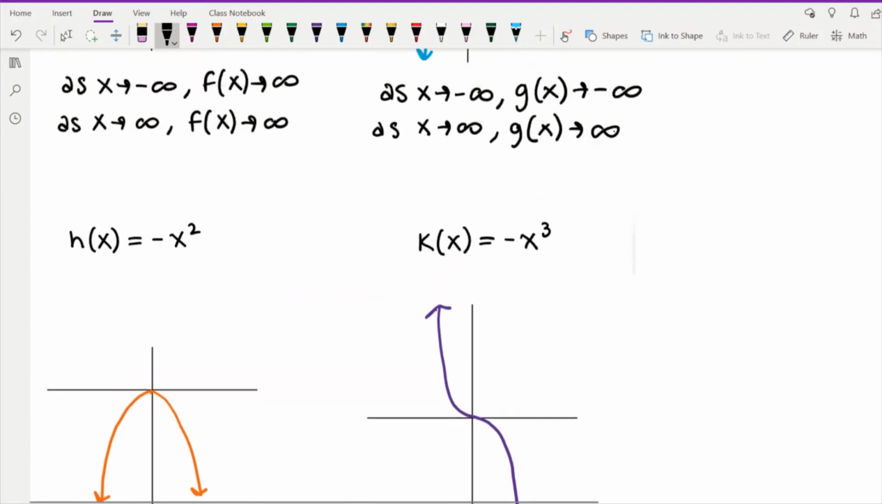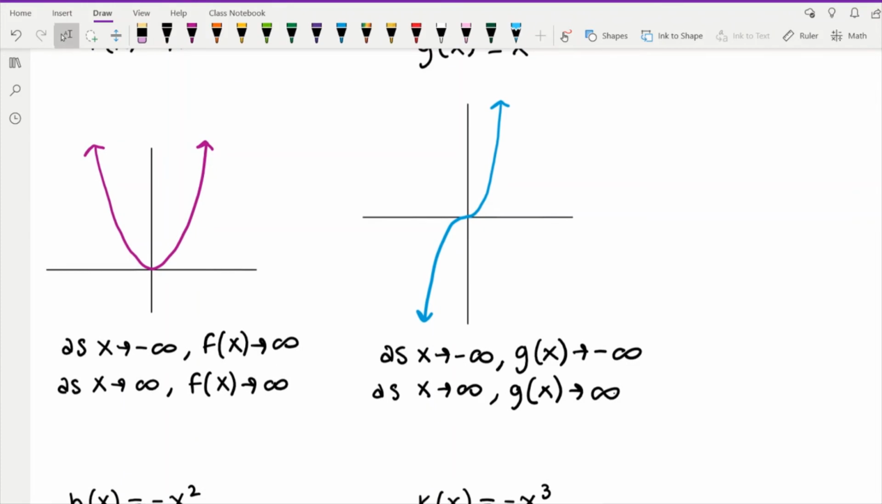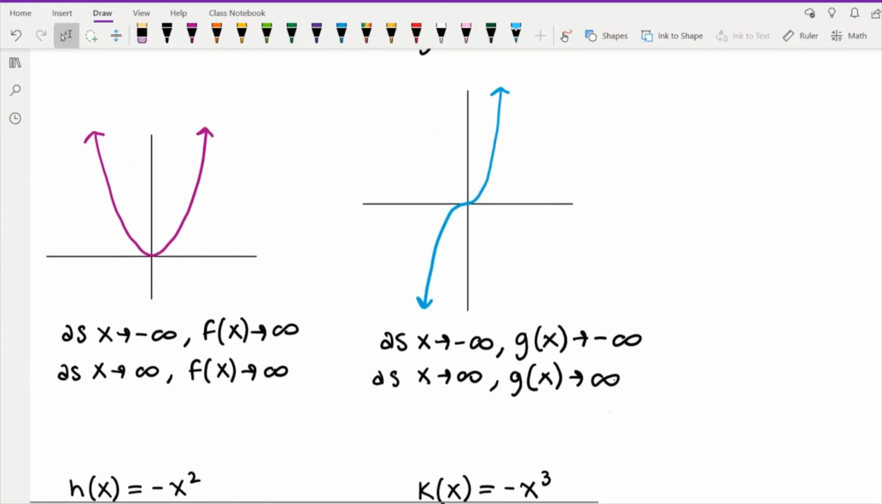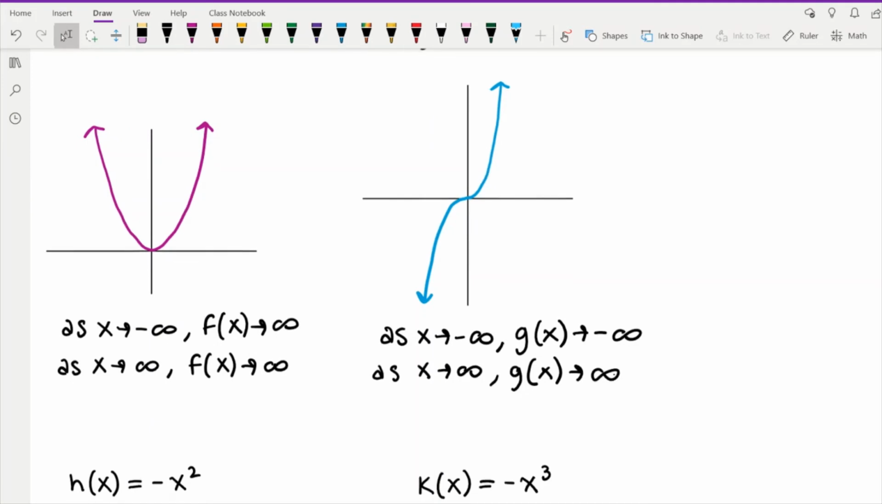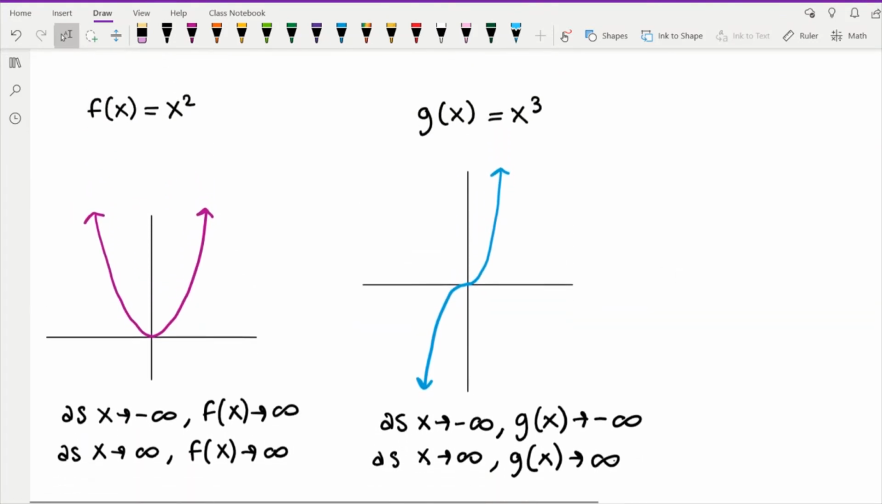Okay, so we have these 4 different functions, and basically, if you know what the shapes of these 4 functions are, these are all of the different types of end behavior that are ever going to happen for any polynomial. So any polynomial, I'm not saying it's going to look exactly like these, but it's going to look something like one of these. It's going to have the same end behavior as one of these 4 graphs. So these are really the 4 graphs that you need to be familiar with.